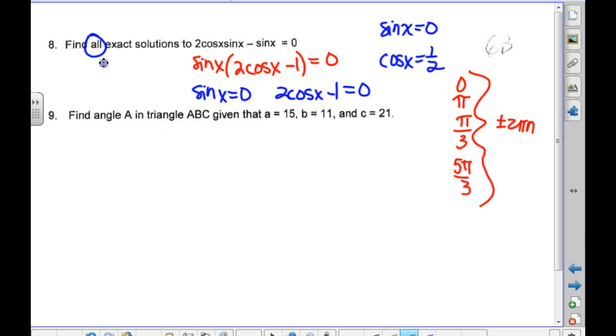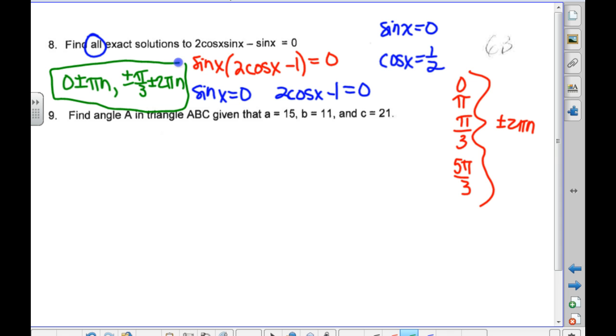Those of you who are good with the shortcut answers, since 0 and pi are straight across from each other, you just could have said 0 plus or minus pi n. And because pi over 3 and 5 pi over 3 are exactly pi over 3 or 60 on either side of the origin, you could have said plus or minus pi over 3, plus or minus 2 pi n. So that's the shortest way to write all solutions, but I would have taken these 4 over here, as long as they all had a plus or minus 2 pi n on the back, or any combination thereof that makes sense, okay?